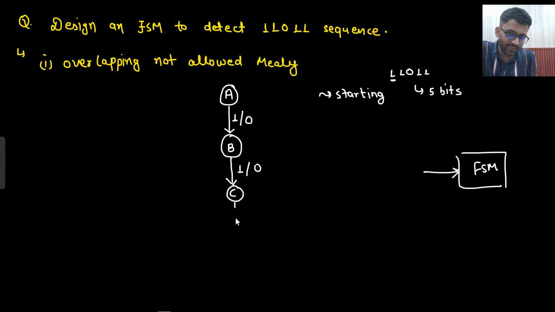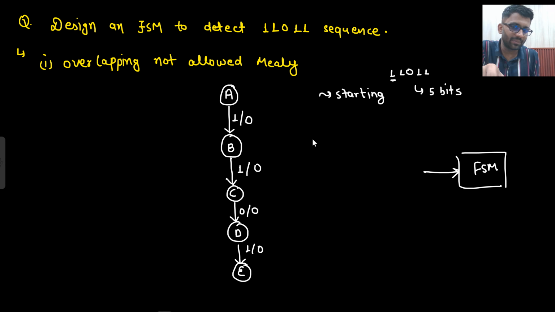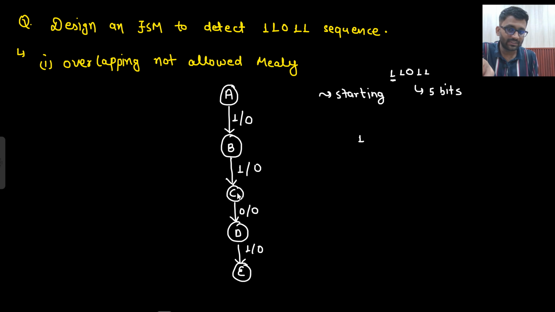If my applied input is 0, then I can go to the next state D. And if my applied input is 1, then I can go to the next state E. So basically the scene is, if I am at B, that means sequence 1 has been detected. If I am at state C, that means certainly sequence 11 has been detected. If I am at state D, that means certainly 110 has been detected. If I am at state E, that means certainly 1101 has been detected.